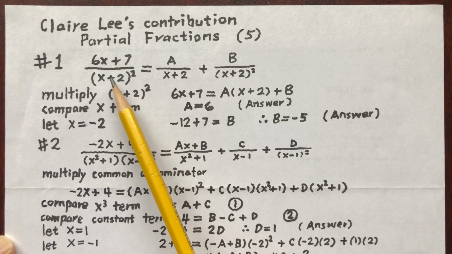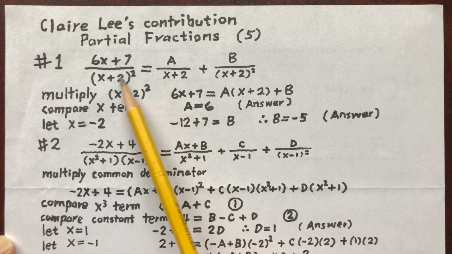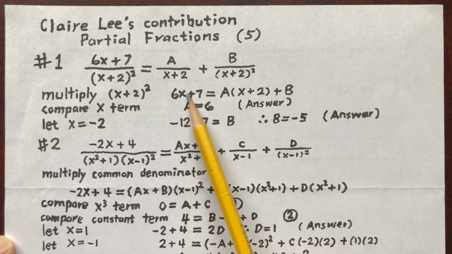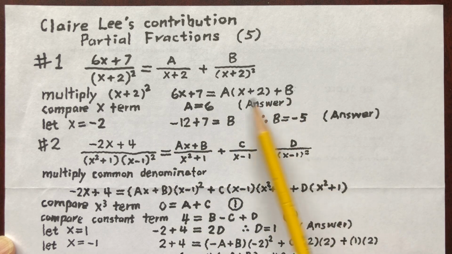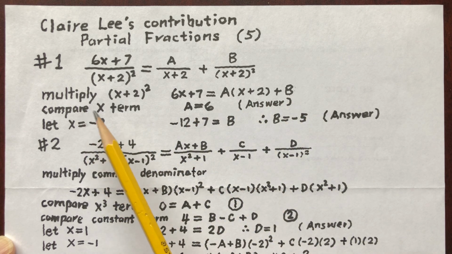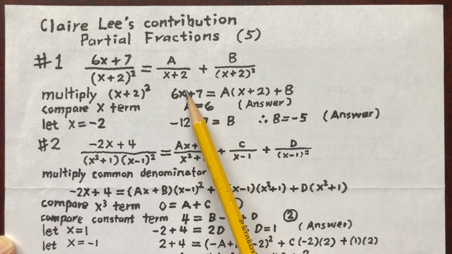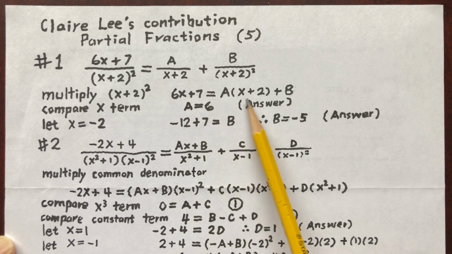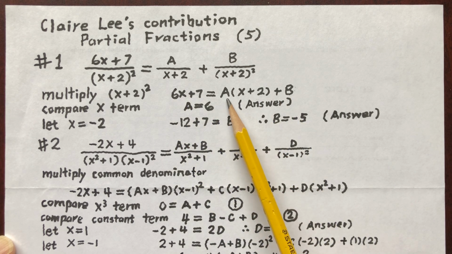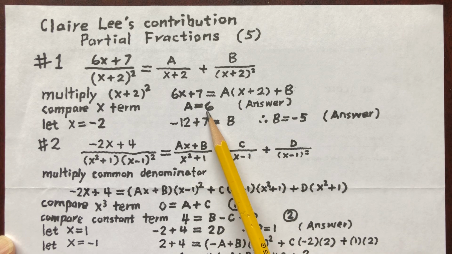Multiply the common denominator. Then this becomes this expression. Let's compare the x term. On the left side, the x term is 6x. On the right side, the x term is ax. Therefore, a equals 6. That's one of the answers.